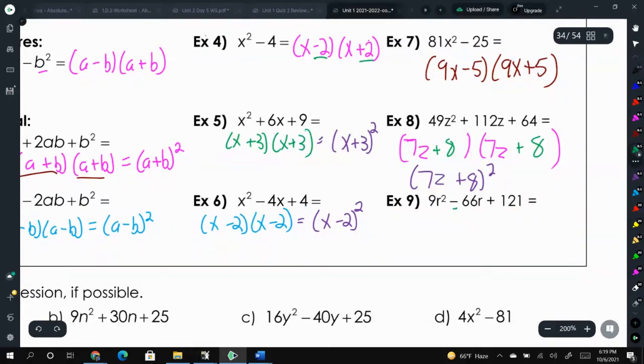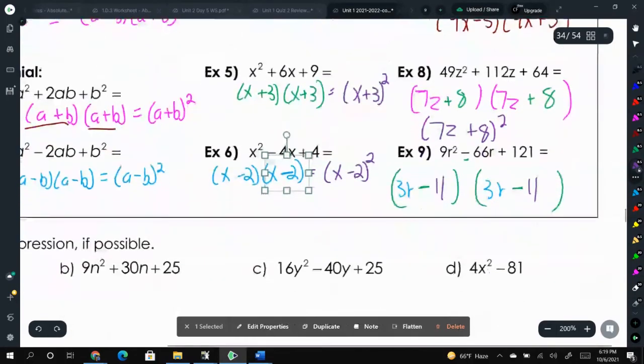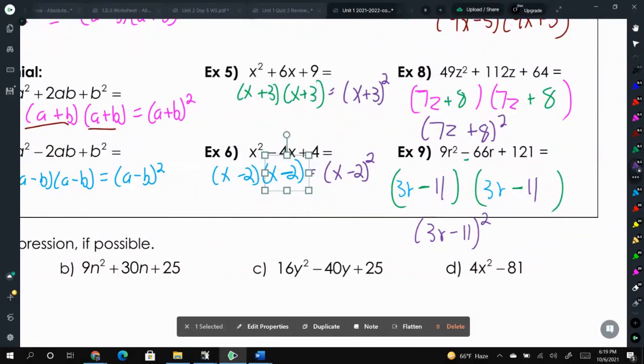Example 9, we have a minus sign, so it's going to be the same process, but it's going to be a minus sign in the center. 9r squared, the square root of 9r squared is 3r, so 3r goes first, and then the square root of 121 is 11. And again, we could write that as 3r minus 11 squared.